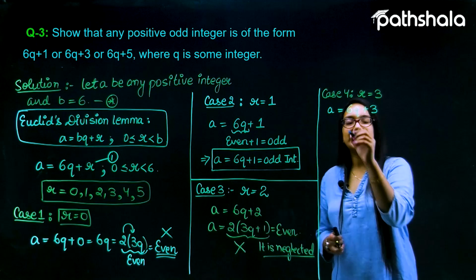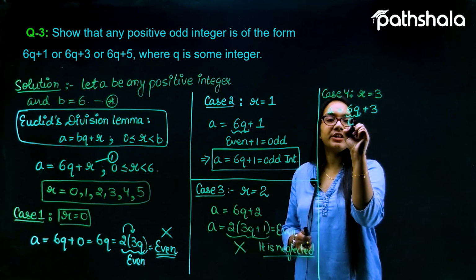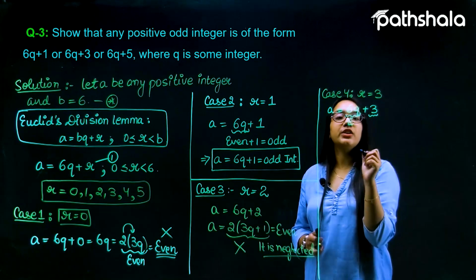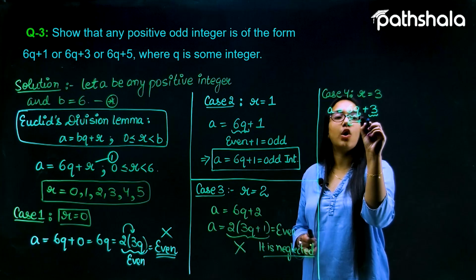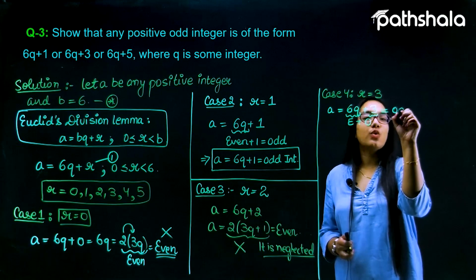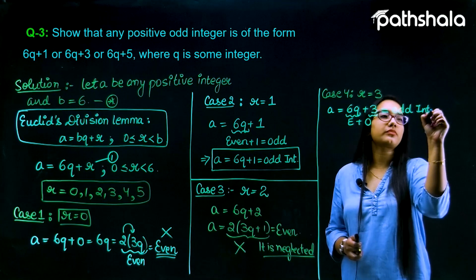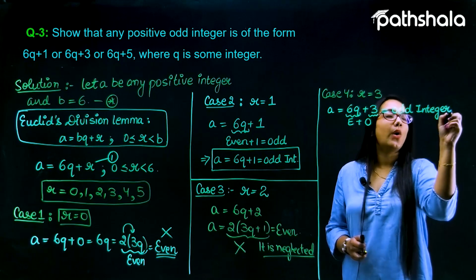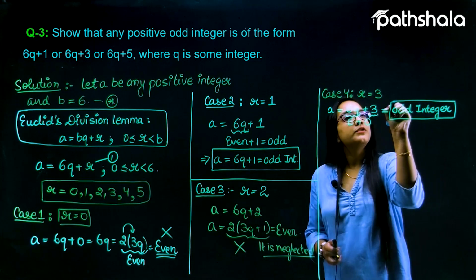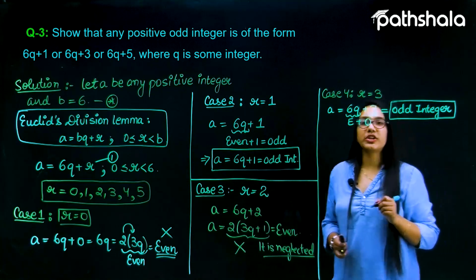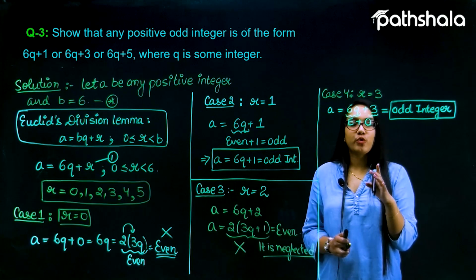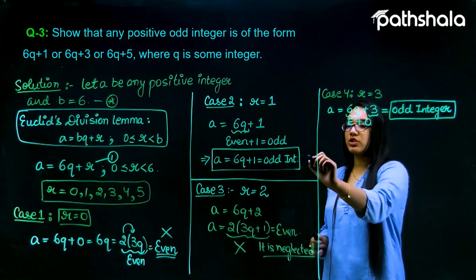Again, we do know that 6q is nothing but an even integer. Let us suppose I'm writing it as e, and 3 is nothing but an odd integer. So whenever we add an even and an odd integer, we get an odd integer. So obviously it results in an odd integer. So a is equal to 6q plus 3 is an odd integer. So our second formation is all clear, because we just wanted to prove either it is of the form 6q plus 1. So this is our first case.